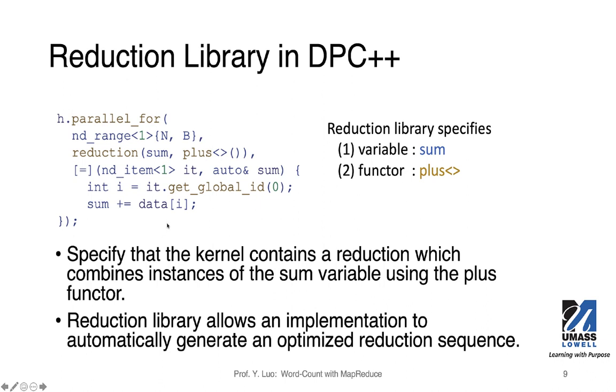So overall, what we do here is we specify that the kernel contains a reduction which combines instances of the sum variables, and we're going to be using the plus operator or functor in the C++ terminology. This reduction library allows an implementation to automatically generate an optimized reduction sequence.